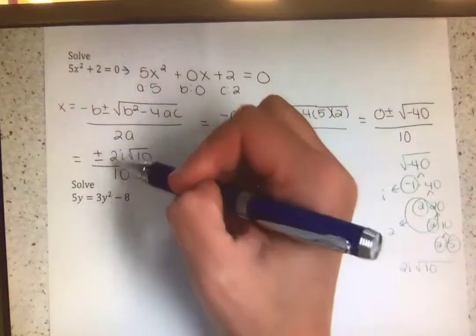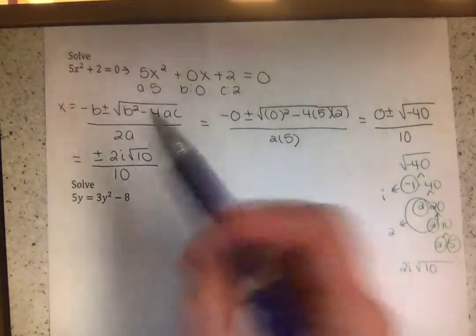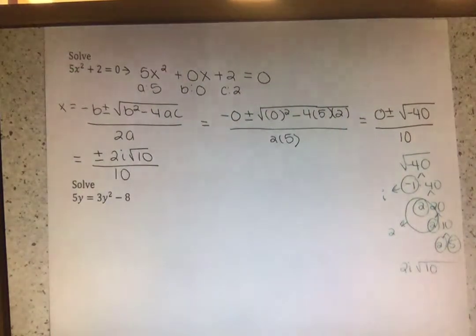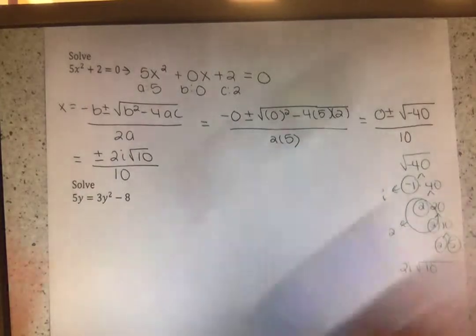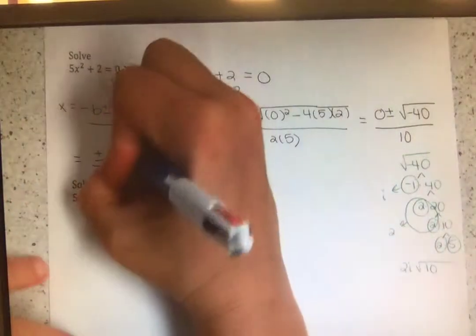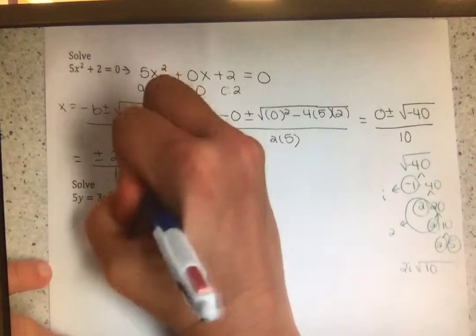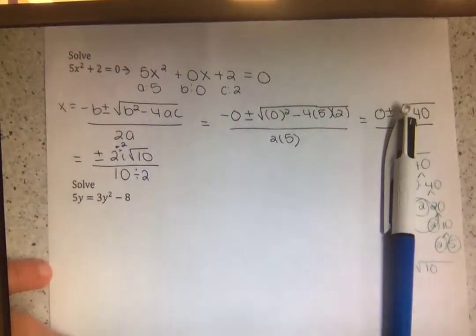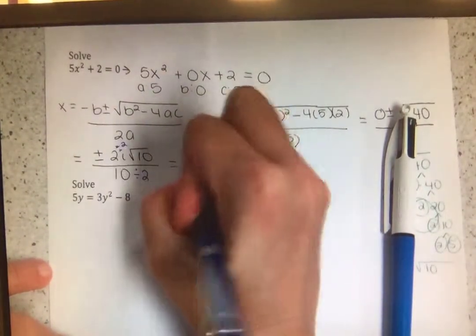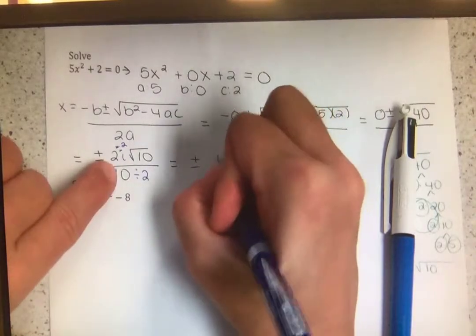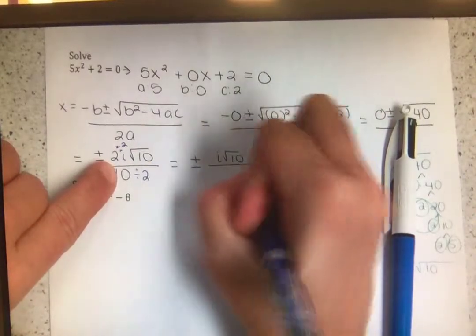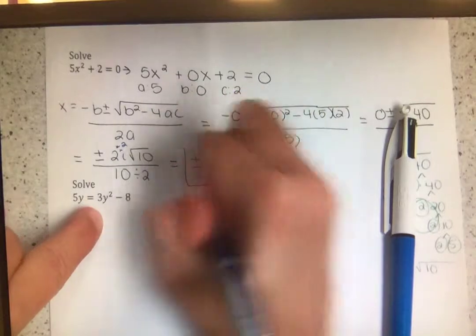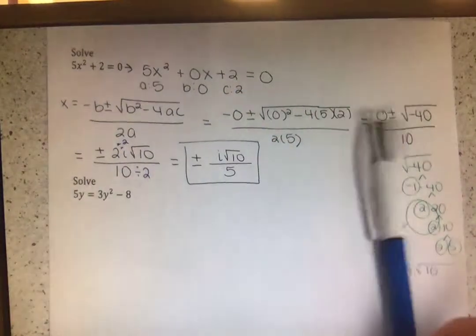So notice 2 and 10 are not like terms, because this 10 is underneath the radical, so it's not the same thing. I can't mess with those. 2 and 10 both have a 2 in common, so I can divide out a 2 from the top and the bottom. That will leave us with our final answer of plus or minus 1i square root of 10, so i square root of 10 all over 5. And that will be our final answer.